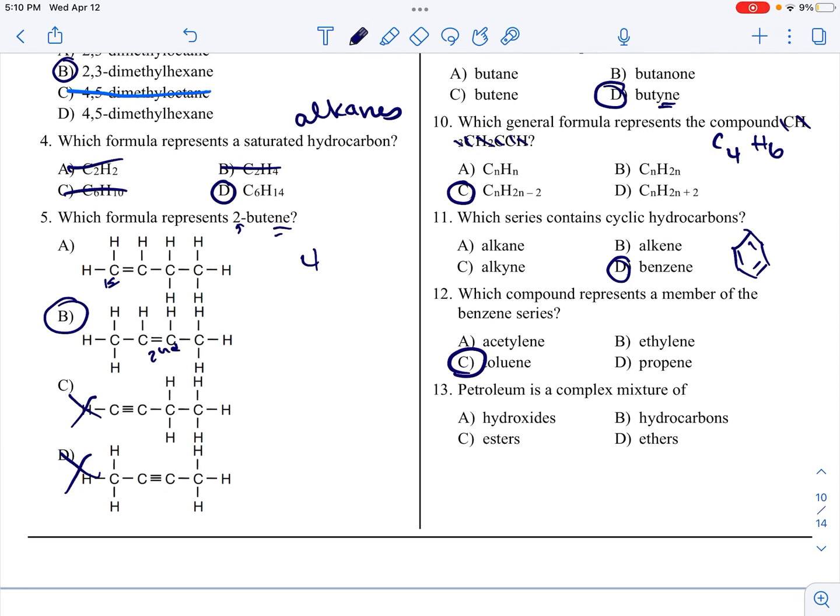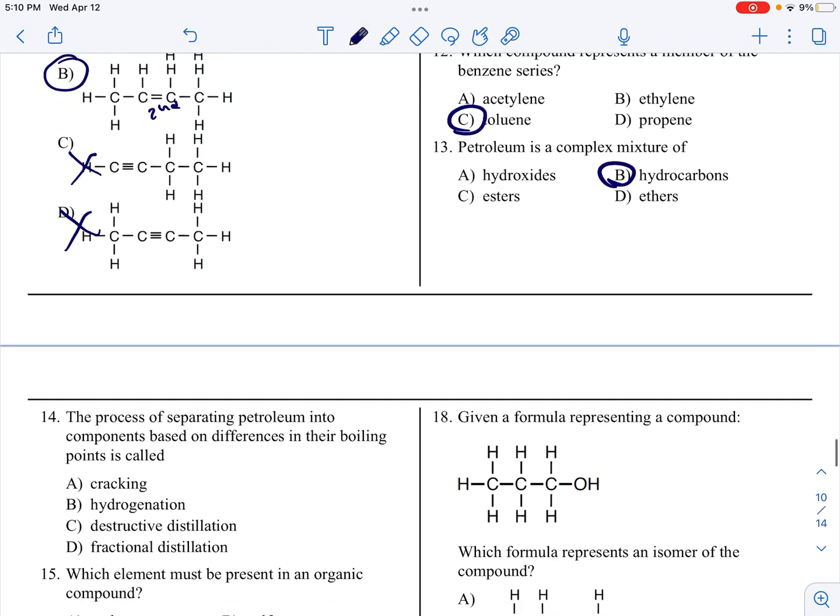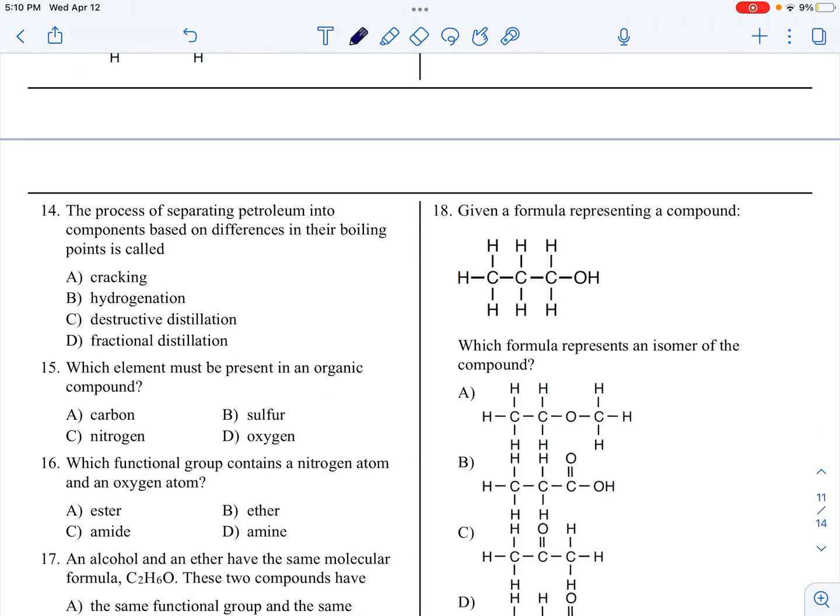Petroleum is a mixture of hydrocarbons. The process of separating petroleum into components based on differences is called fractional distillation. So you boil it, take some off. Boil it, take some off.